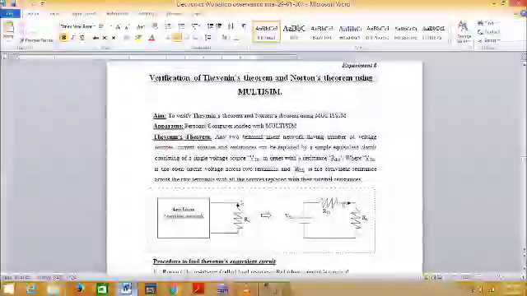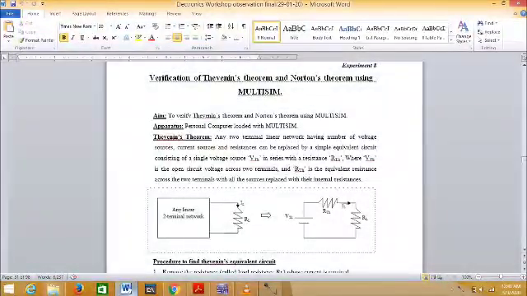In the last class we have seen experiment number 7. There I have given you a demo with respect to Multisim software. Now I'm going to explain experiment number 8. I'll also perform this experiment here in this demonstration. So please listen carefully. The experiment is verification of Thevenin theorem and Norton theorem using Multisim software.